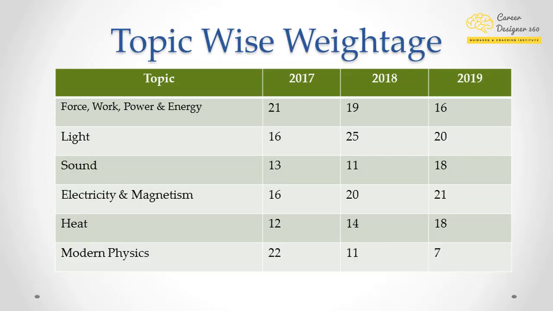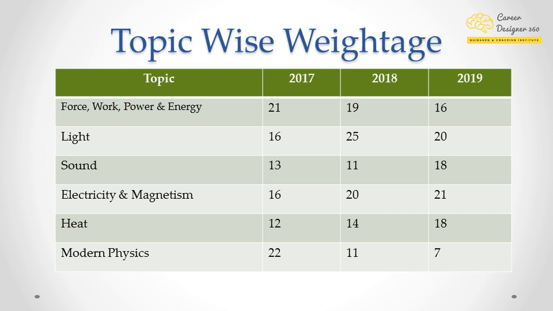Let's see. So firstly, force, work, power and energy. For 2017 it came for 21 marks, 2018 19 marks, 2019 16 marks. Light came for 16 in 2017, 2018 25 marks and 2019 20 marks. Similarly, sound came for 13 in 2017 and 18 in 2018, it came for 11 marks. In 2019 it came for 18 marks.